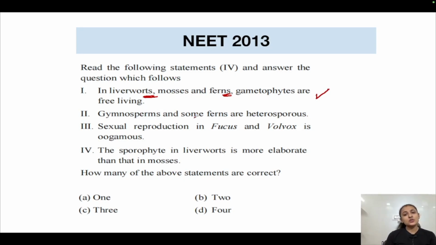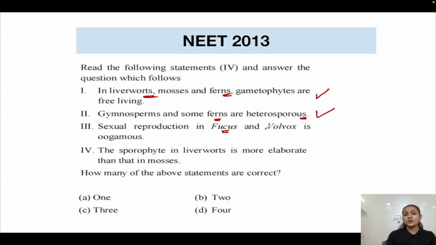Statement 2 is saying gymnosperms and some ferns are heterosporous. So gymnosperms, yes, they are heterosporous. Ferns are pteridophytes. And हमने pteridophytes में क्या पढ़ा था? Some are homosporous. Majority of them are homosporous, but some of them are heterosporous also. Heterospory introduce हो गई थी pteridophytes में. Salvinia and Selaginella were the heterosporous pteridophytes. So this statement is also, yes, this is correct.